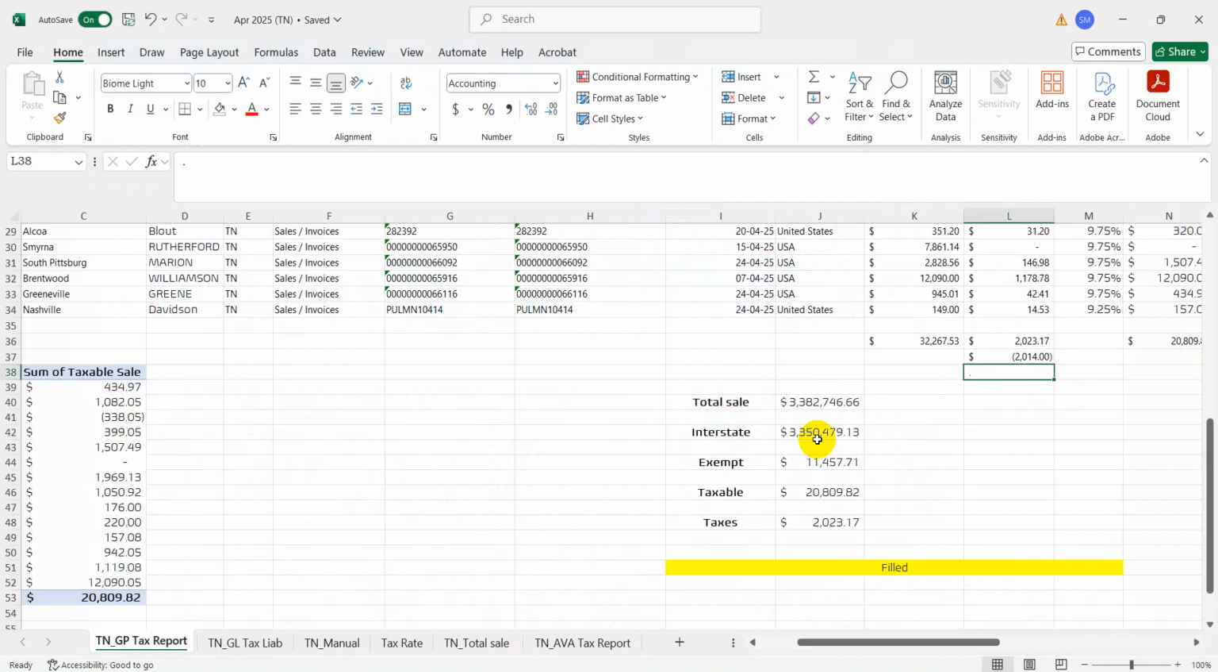So this is how you can file a Tennessee state monthly sales tax return.